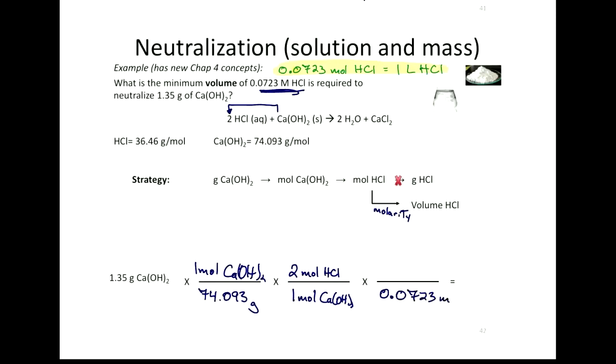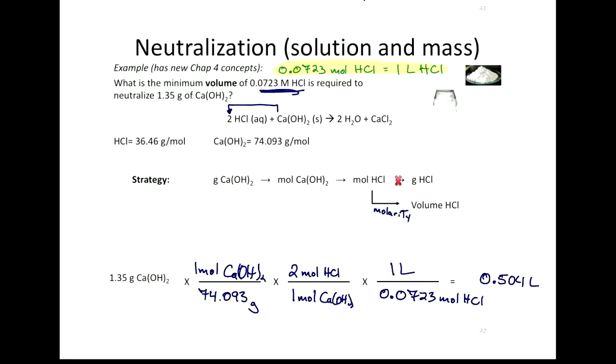0.0723 moles of HCl and 1 liter up top, and then there's your answer. It's something like you need 0.504 liters of that HCl solution, so 504 milliliters, in order to neutralize it, right? That is more realistic when thinking about how you would interact with HCl in the lab.